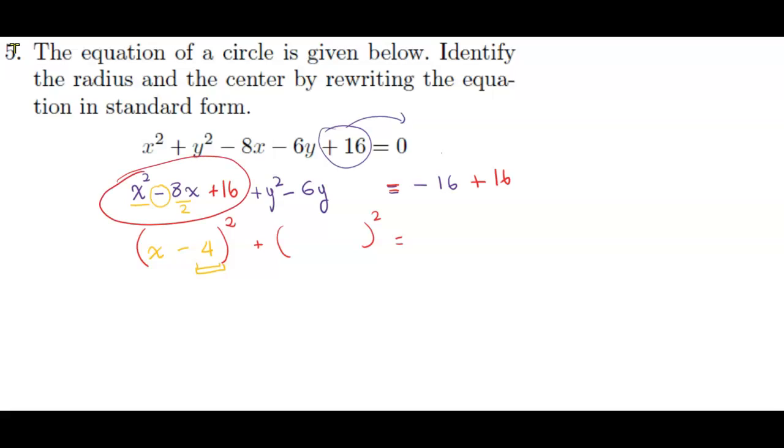Alright, so now what we have is these three terms together equal to this one. And the extra 16 we added to both sides, so we maintain the balance. Alright, so we're going to do exactly the same thing.